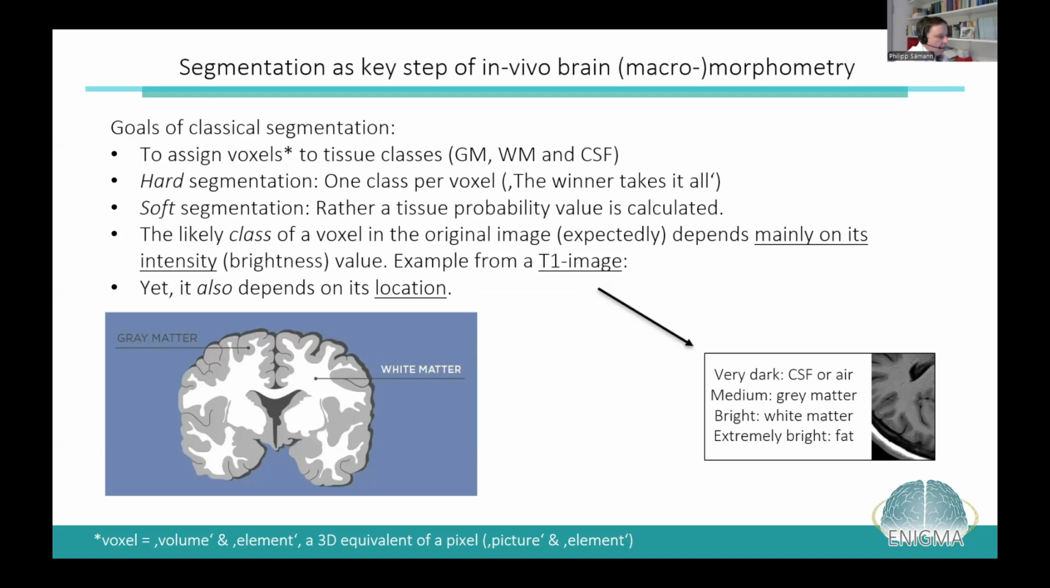So the likely class of a voxel in the original image doubtlessly mainly depends on its intensity. But it also depends on the location if you have the image in a, say, standardized position. For example, a voxel that is located in a typical position of white matter is more likely to be white matter than gray matter. And it's these two channels of information that the segmentation programs tend to use, the location and the intensity.